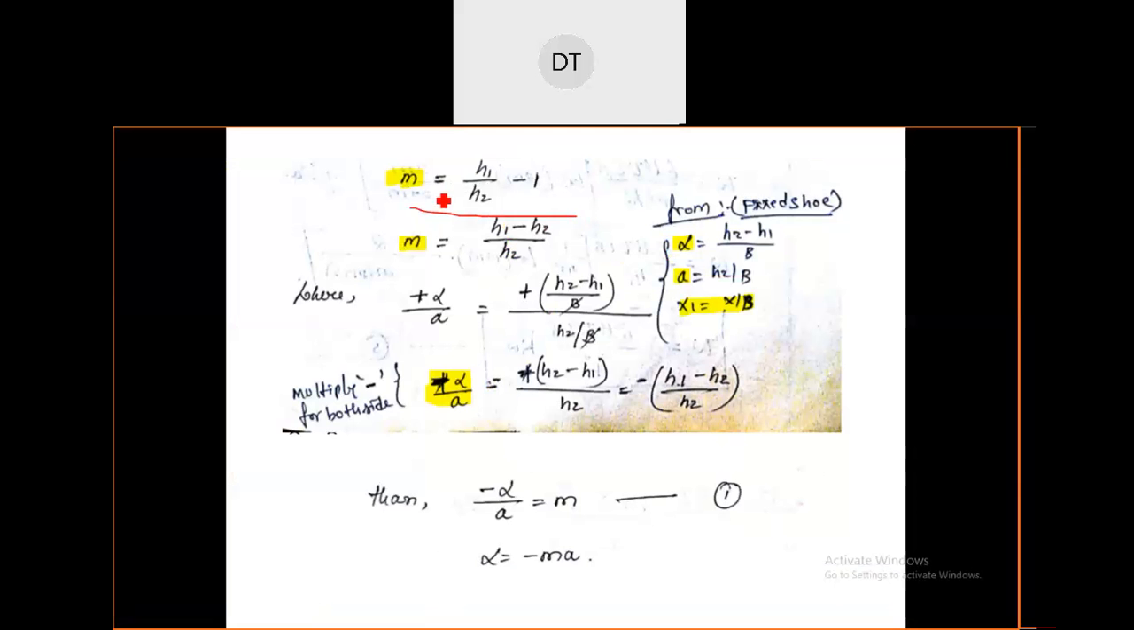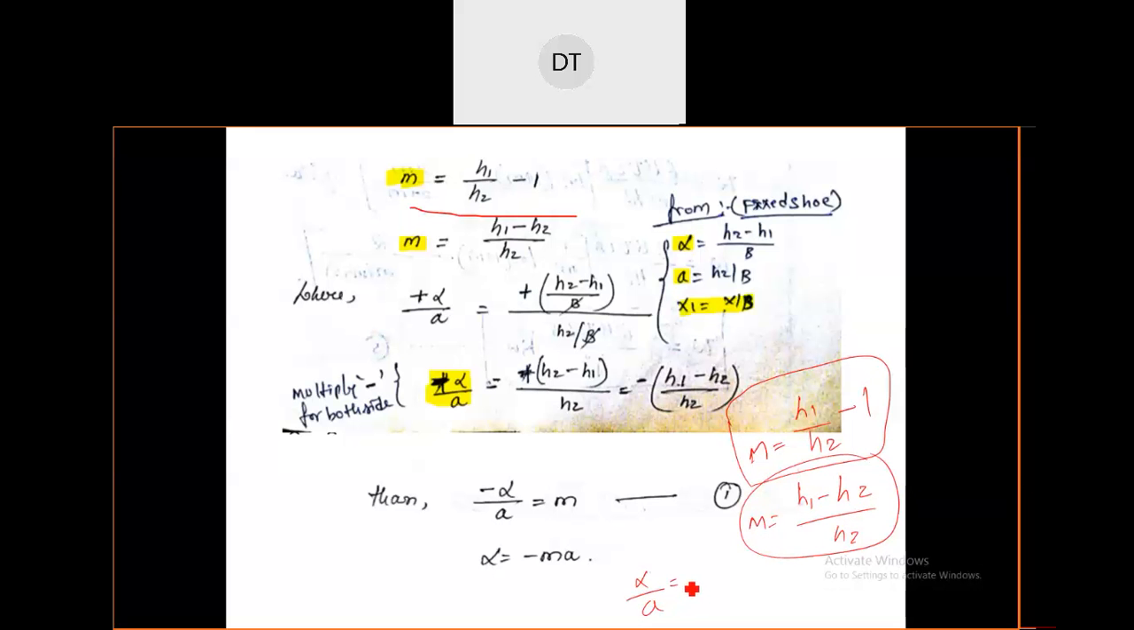Where m is equal to h1 by h2 minus 1. I want m, so it is h1 by h2 minus 1, and we can simplify this: m is equal to h1 minus h2 by h2. We can call it that, and we already have the term alpha by a. We know alpha from the data book, so we can bring it from the data book.